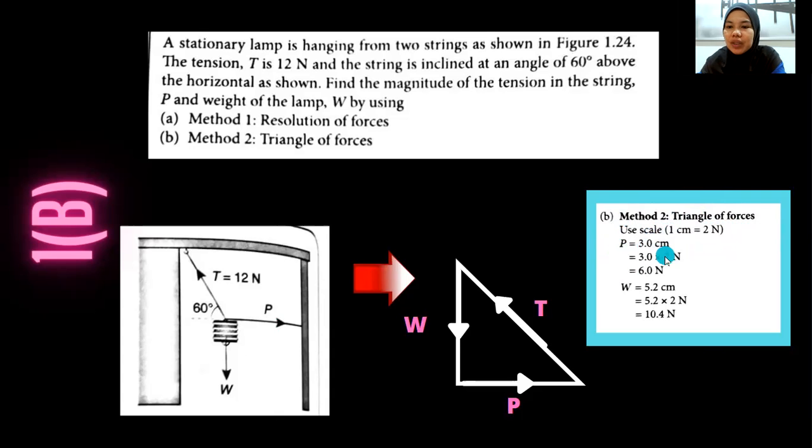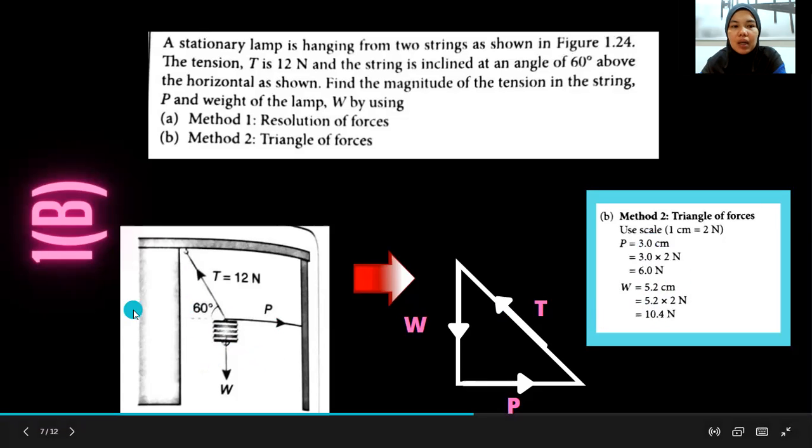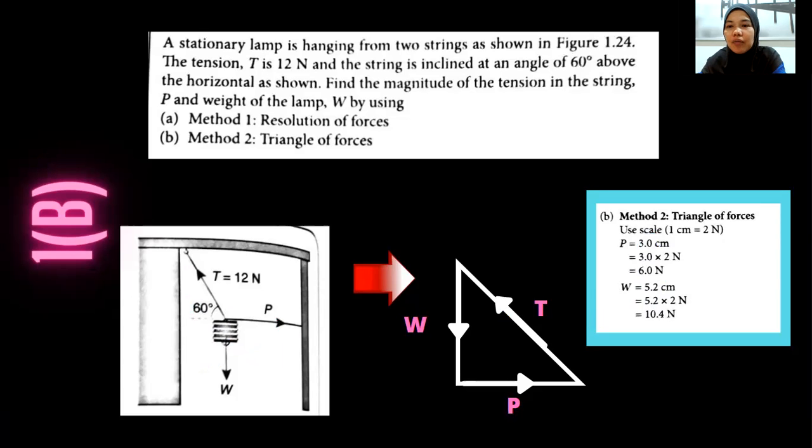Okay, P is equal to 3 cm. That means P is 3 centimeter times 2 Newton per centimeter, and you will get 6.0 Newton. W is equal to 5.2 centimeter. How do you find this value? You have to solve the question using resolution of force first. Need to find 3.0 centimeter for P.